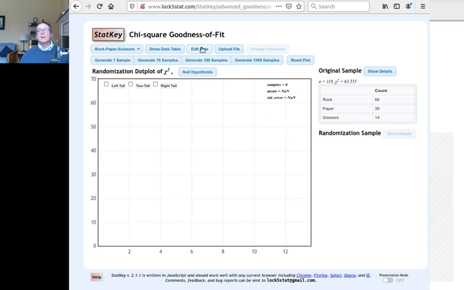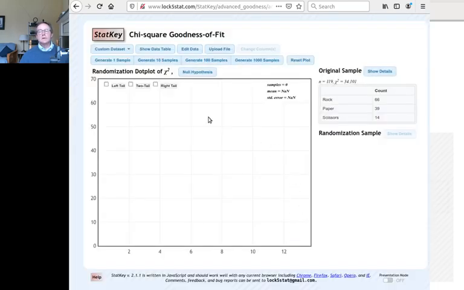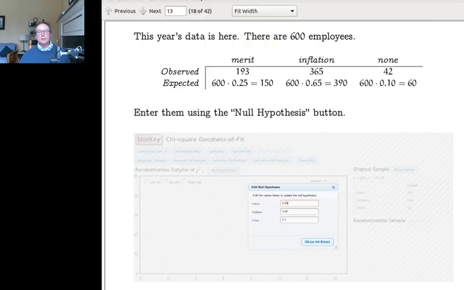Okay, I have to enter the actual data. I'll enter the actual data in just a minute when I go to the slide to enter the actual data. So I'll edit that section in just a second. And then over here will be the chi-squared number that I want. Okay. So first thing to do is to enter the null hypothesis, and I entered that just a second ago.